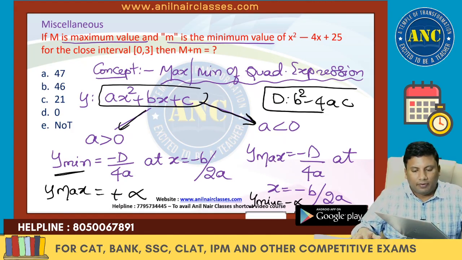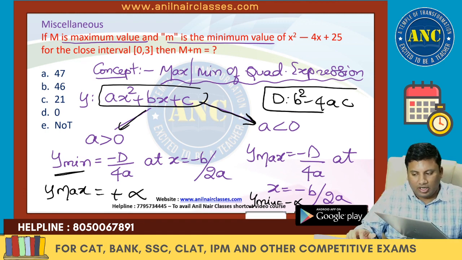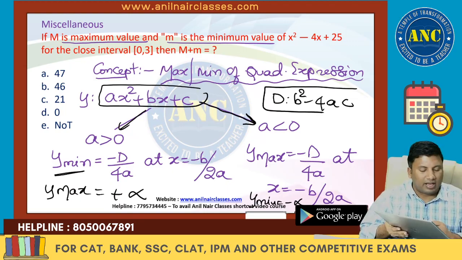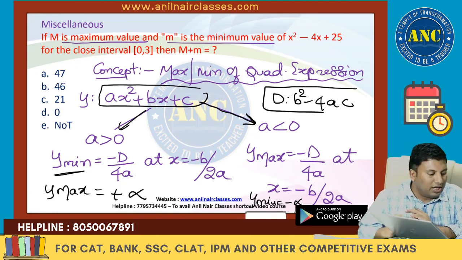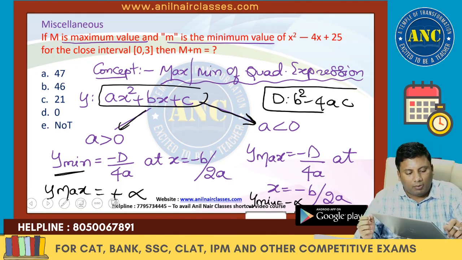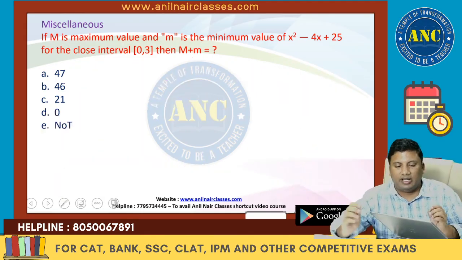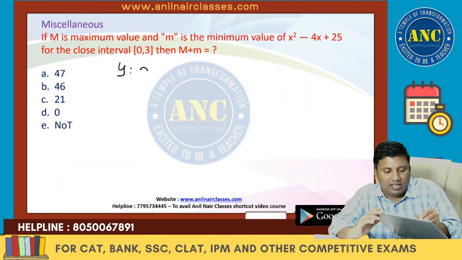Now we will solve this question. Depending upon the value of x, we will get a maximum and a minimum value. M is maximum or minimum, please make a note of it. Maxima and minima of a quadratic expression we discussed in detail. Y is nothing but x square minus 4x plus 25.